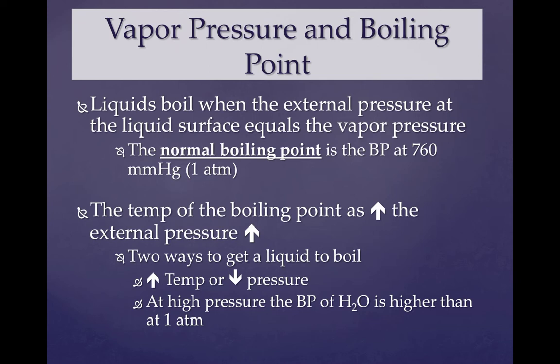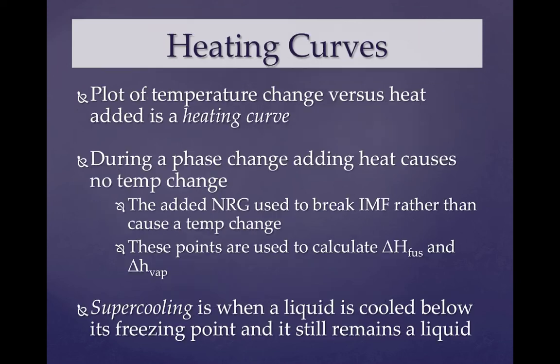Liquids boil when the external pressure at the liquid surface is equal to the vapor pressure. This is called normal boiling point. Whenever you hear normal, it means at sea level or 1 atmosphere. The temperature of the boiling point increases as the external pressure increases. There's two ways to get a liquid to boil. You can increase the temperature or decrease the pressure.